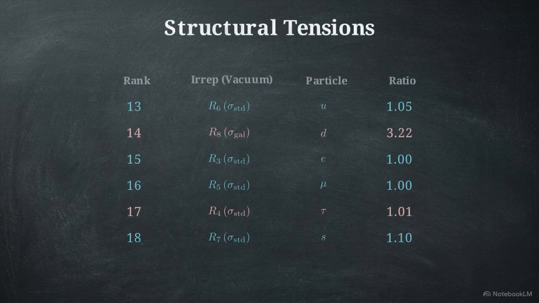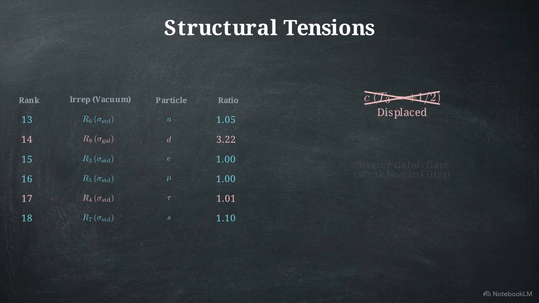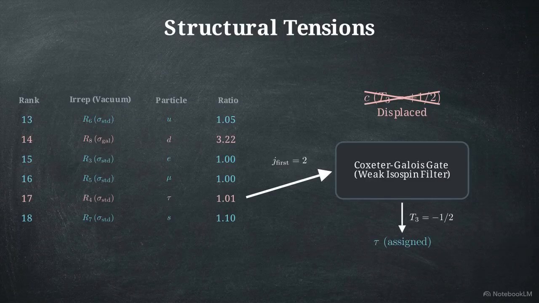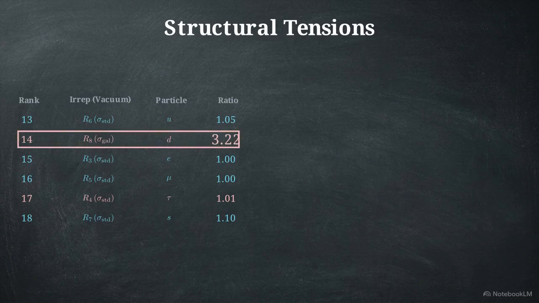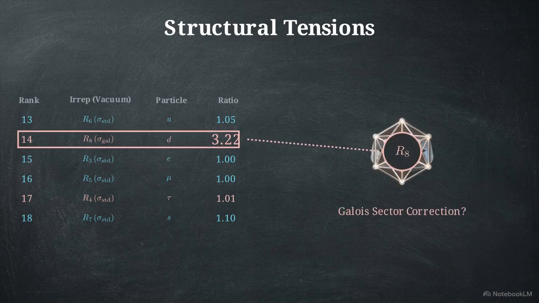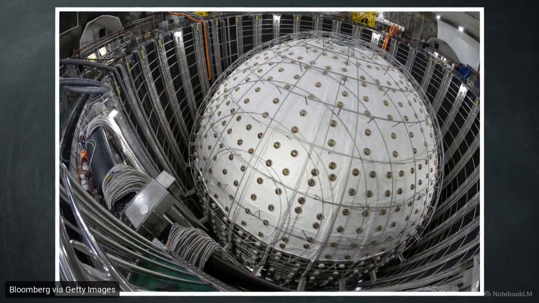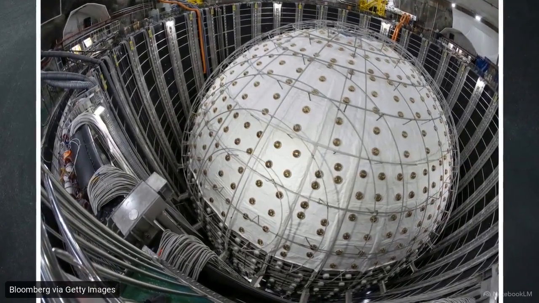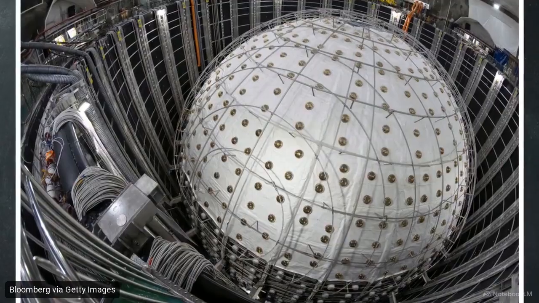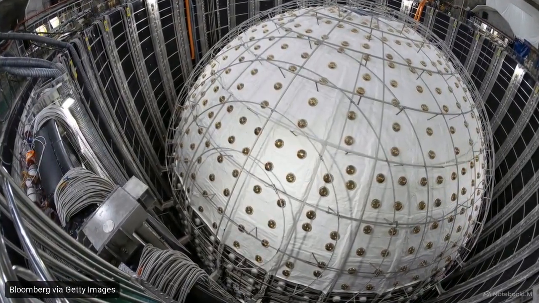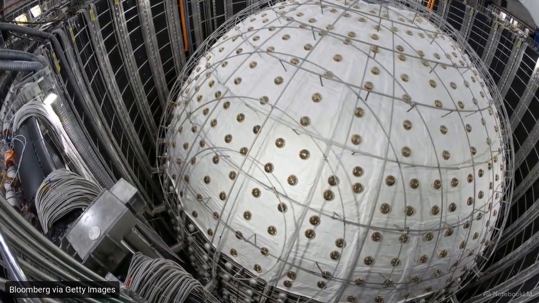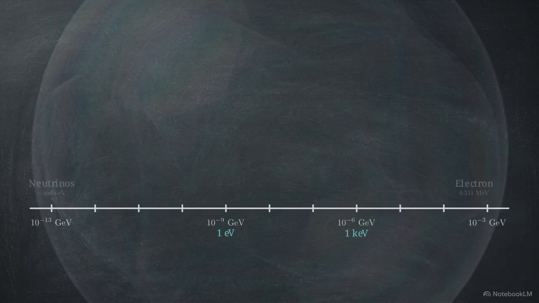We must address the structural tensions in the results. There are unassigned gaps, including the charm quark, which is currently displaced because the weak isospin filter assigns rank 17 to the tau lepton. There is also tension at rank 14, where the down quark has a 3.22 ratio gap, potentially indicating the need for an R8 Galois correction. A second neutrino mass gap exists between our first 2 ranks. Experimental bounds require this unassigned mass to sit between 10 and 50 millielectron volts. These anomalies define exactly how the theory can be falsified.